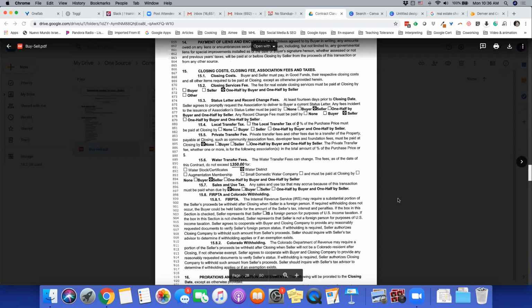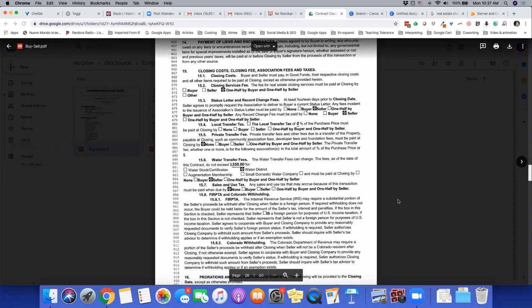You can check none. Please remember 15.6 must be filled out. I would tell you to put in 350. You can check water district, and you can check seller. More and more of the title companies are requiring a transfer fee to put it into the new buyer's name. A lot of times it's only, I think Highlands Ranch is 150, but other places might be up to 350. Always put this number in here along with the seller checking.